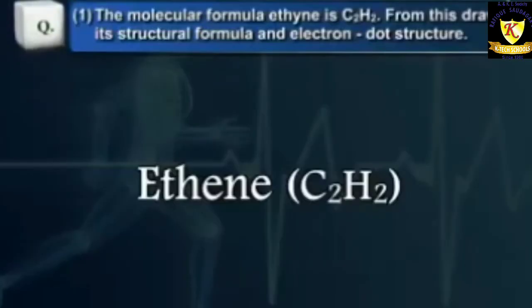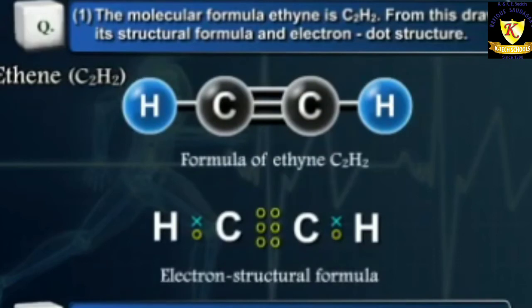Use your brain power. The molecular formula of ethine is C2H2. From this, draw its structural formula and electron dot structure. The structural formula and electron dot structure of ethine can be drawn in this way.